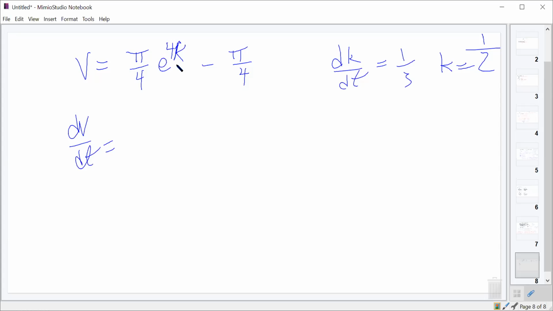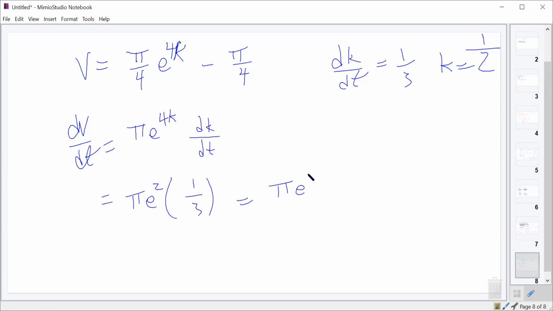dV/dt equals, what's the derivative of pi over 4 e to the 4k? Should be pi e to the 4k dk/dt. And then the minus pi over 4 should go away. And dV/dt should be pi times e to the 4 times 1/2, so pi e squared times 1/3, or pi e squared over 3. And they gave you 2 points for that, 1 for properly taking that derivative, and 1 for the answer.